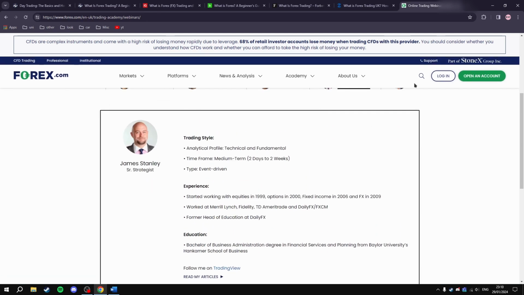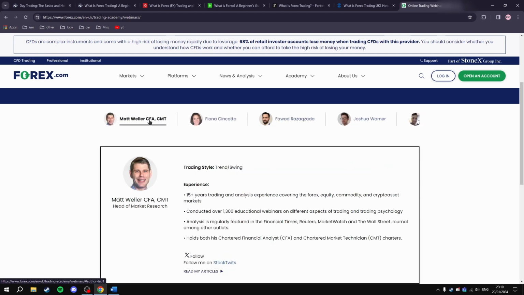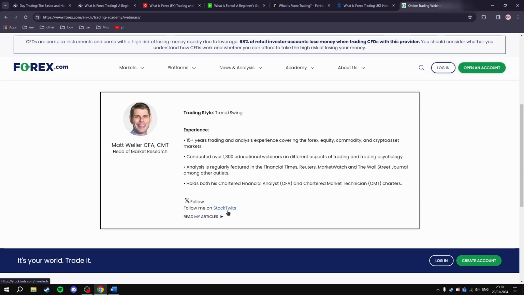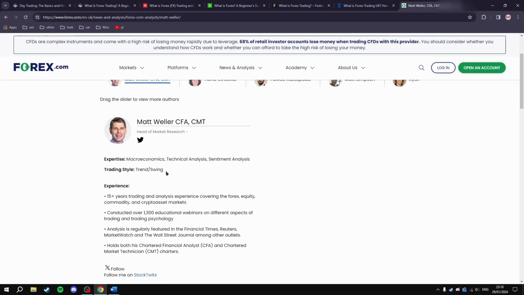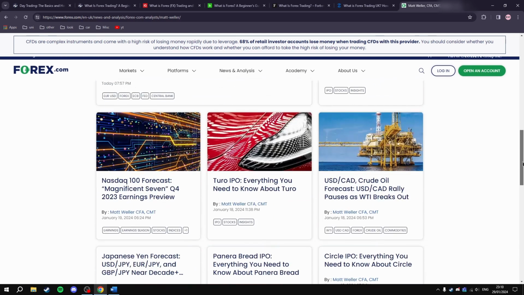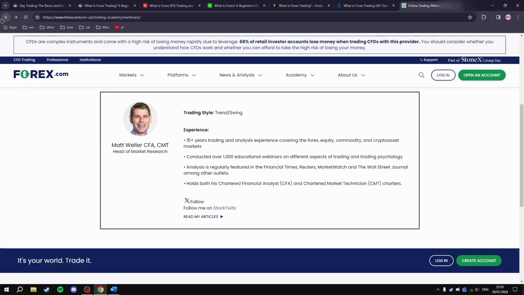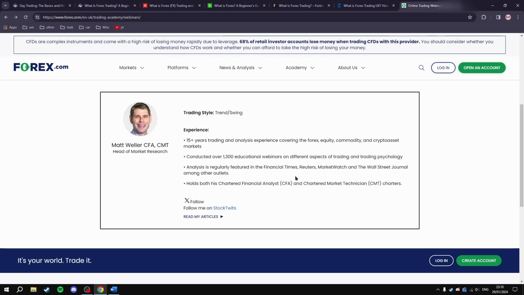Okay, let's do this. Follow me on Stocktwits. Let's see what his articles are. Okay, these are sort of news articles, which isn't really that helpful for me right now.